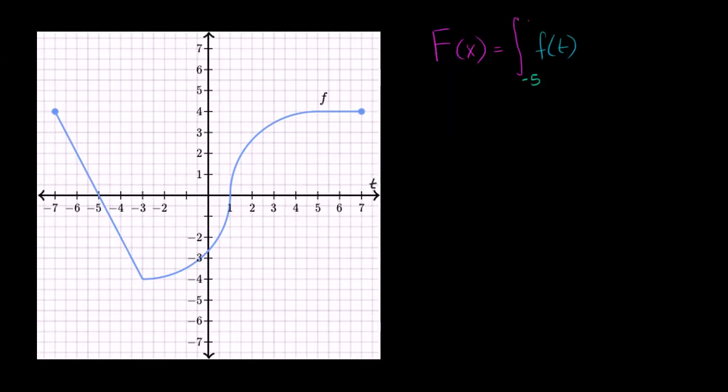Actually, let me make those x's in the same color so they really stand out. So capital F of x is equal to the definite integral between t is equal to -5 and t is equal to x of f of t dt. And if I had my druthers, I probably wouldn't use capital F and lowercase f. I would use like a capital G just so that when I say f, you don't get confused. But I'm going to try my best to say lowercase f of t, capital F of x. So this is how we're going to define the function capital F of x. It's the definite integral between t is equal to -5 and x of f of t dt.